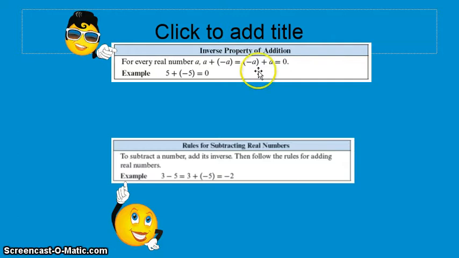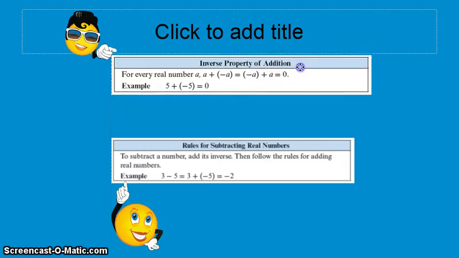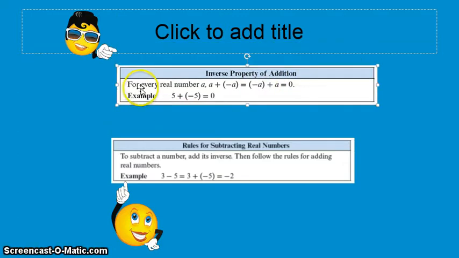Here's our inverse property of addition. This is how we find our additive inverse. For every real number a, which just means some real number, that number plus the negative of that number is the same as the negative of the number plus the number. And when you add those two, you'll always get 0. For example, 5 plus negative 5 will equal 0. 10 plus negative 10 will equal 0.